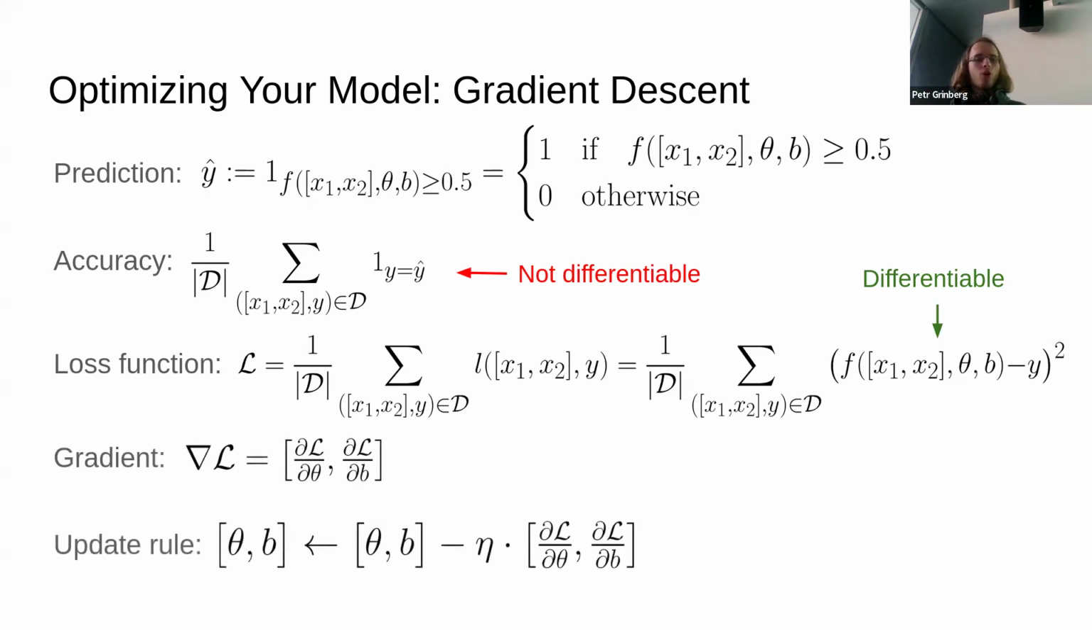Then you calculate the gradient with respect to each of the parameters of your model, which were theta and b in our example. And then you update your parameters in a way which is called gradient descent. You take your old values of theta and b, and you subtract the gradient multiplied by some parameter, which is called the learning rate. Yeah, I probably said one thing wrong.